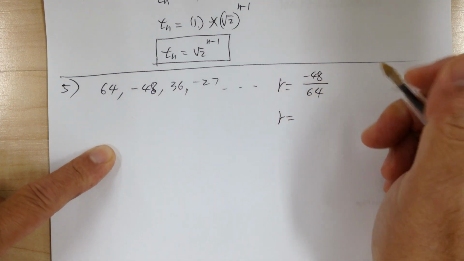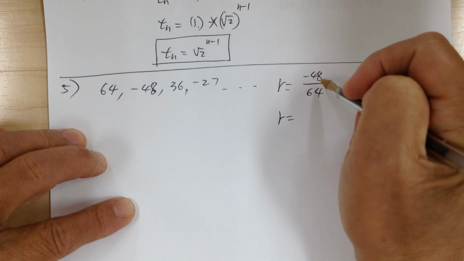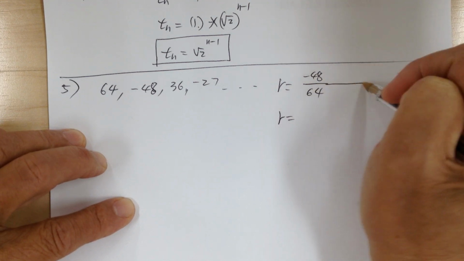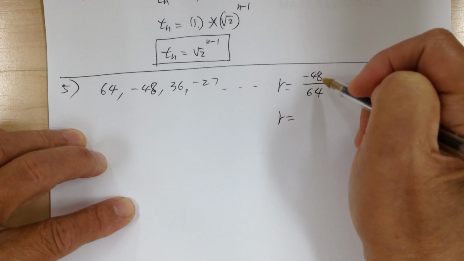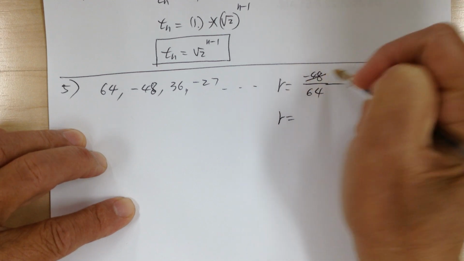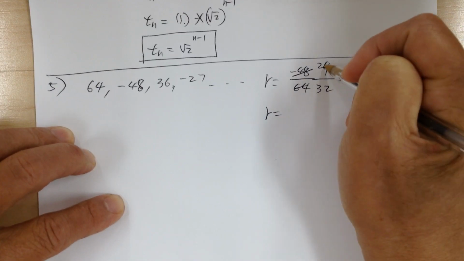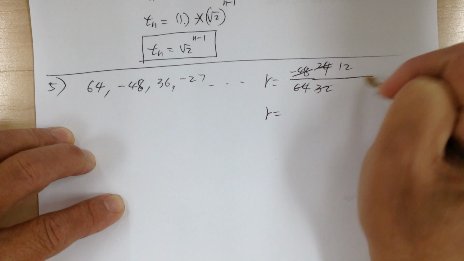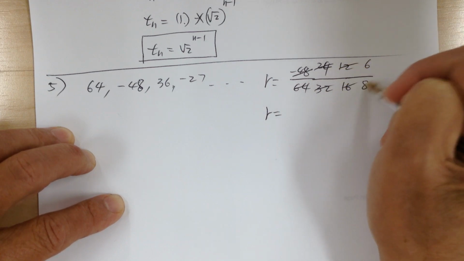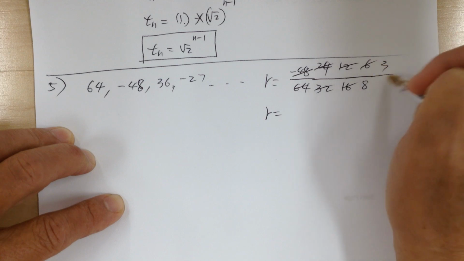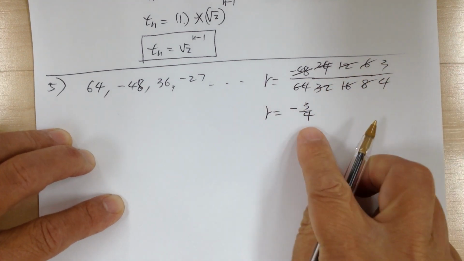So R equals, and if you simplify, if it's not obvious, just go and divide by 2. So 48 divided by 2 gives 24, and 64 divided by 2 gives 32. Divide by 2 again, you get 12 and 16. Divide by 2, you get 6 and 8. Divide by 2, you get 3 and 4. So you're going to get negative 3 over 4. Okay, so that's your R.